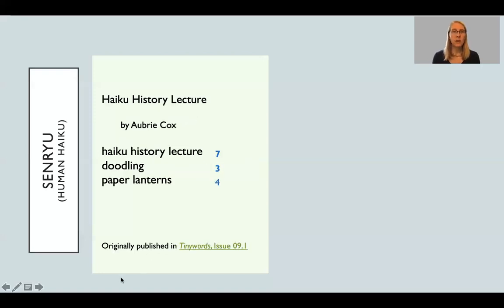And this next one is a senryu, or a human haiku, which focuses a little bit more on humans, people, than necessarily the more natural world. But it does follow usually the 5-7-5. In this, another poet who spent a little bit of time in Indiana while she was being educated at Ball State University, Aubrey Cox, has written a poem called "Haiku History Lecture."